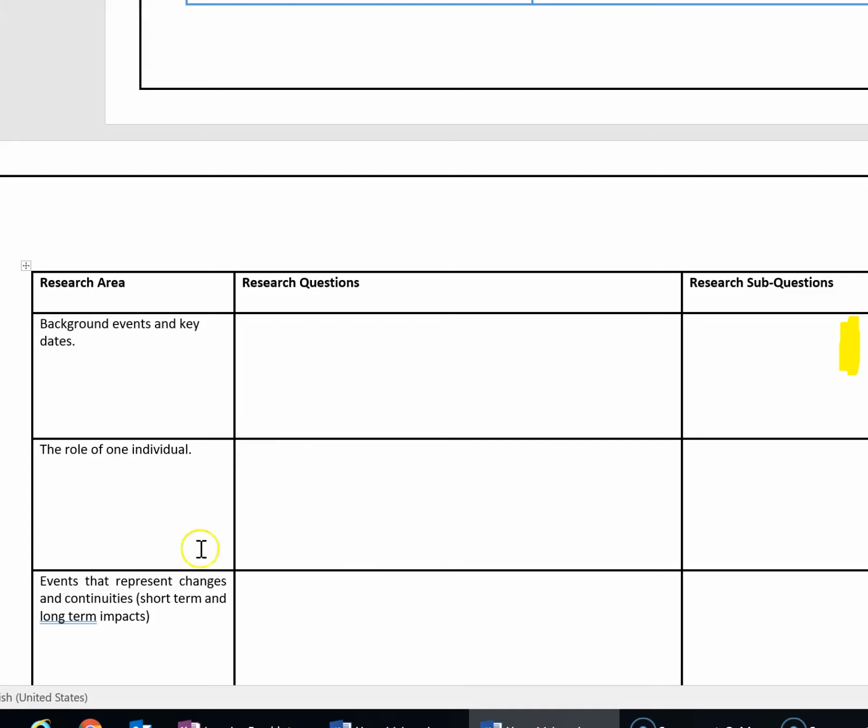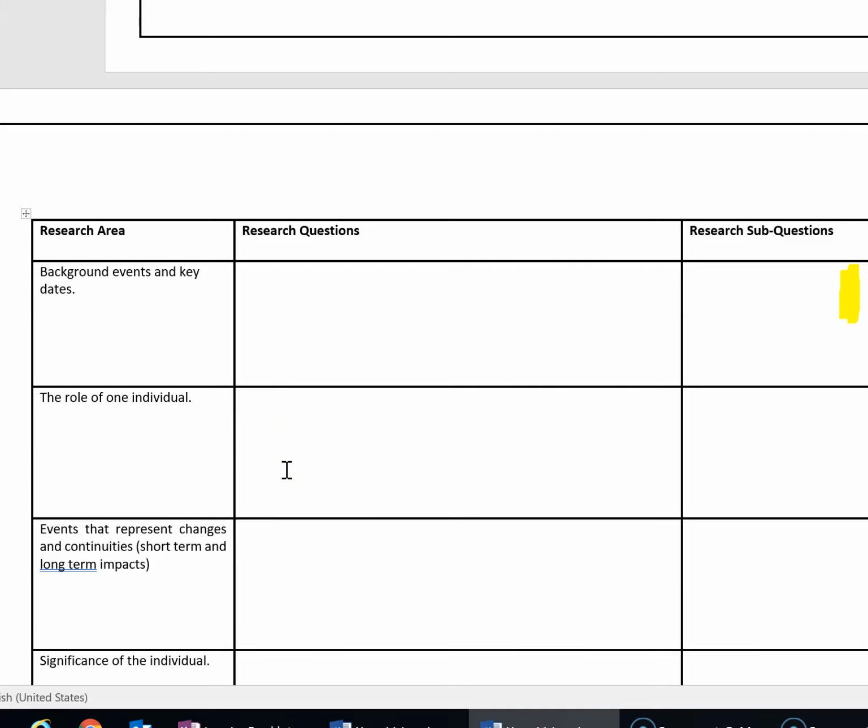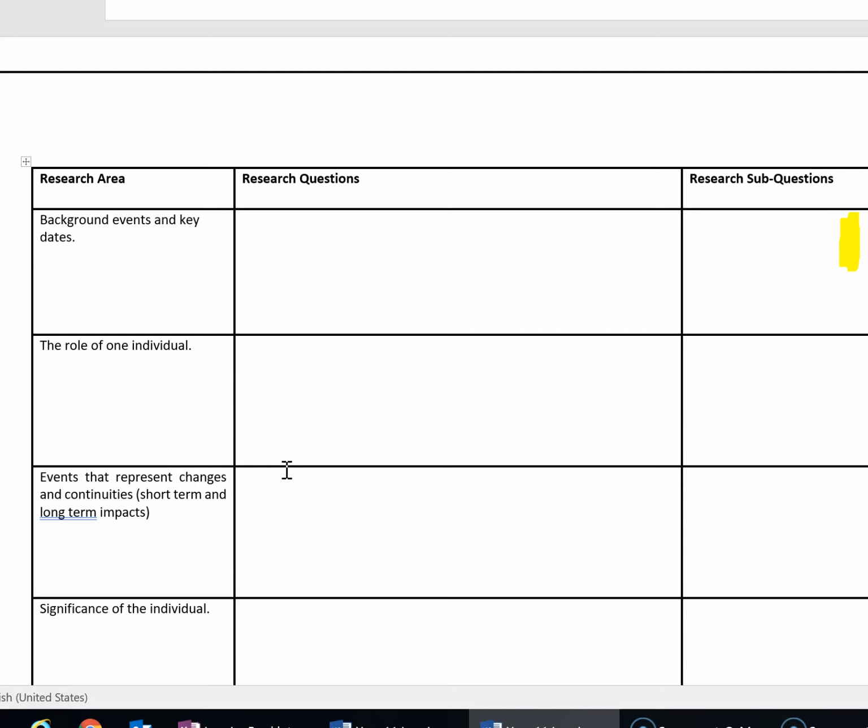Now, the role of one individual for us is very easy because we're looking at one individual. So that could be, what was the role of J.D. Rockefeller in establishing Standard Oil? Or something like that. That's probably a bit too specific because you haven't really looked at it yet. But you could say, what was the role of J.D. Rockefeller in the American economy in the Gilded Age? Something like that would be fine.